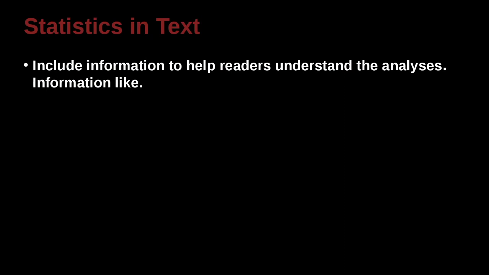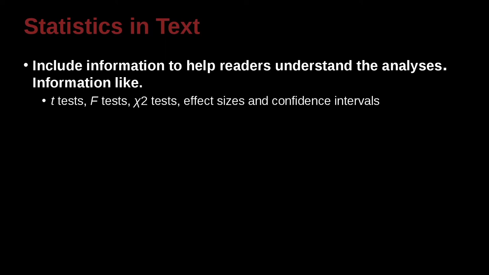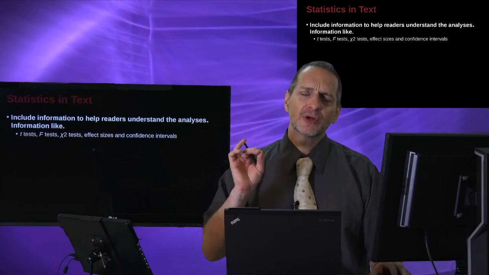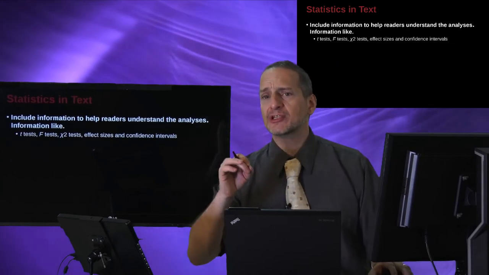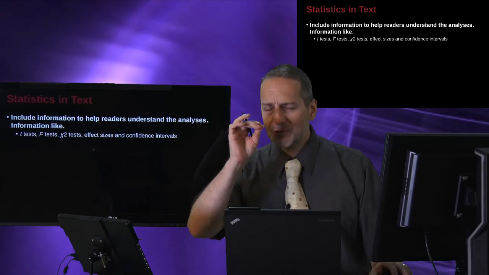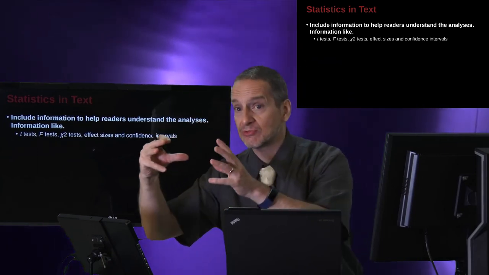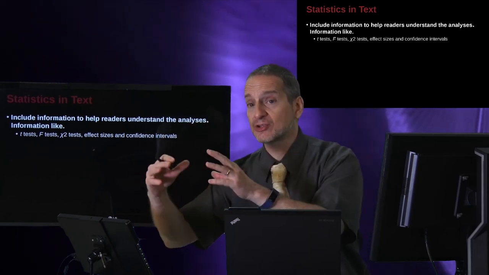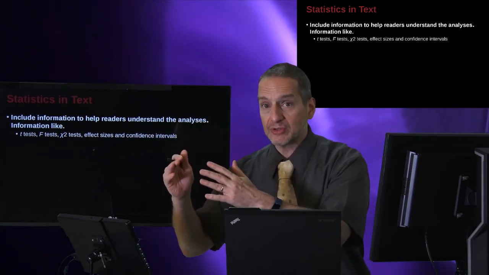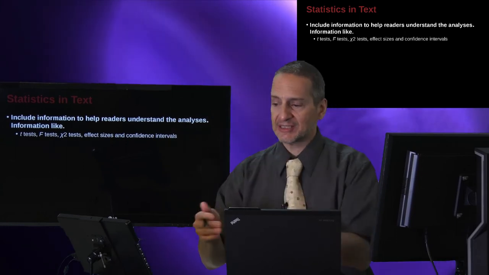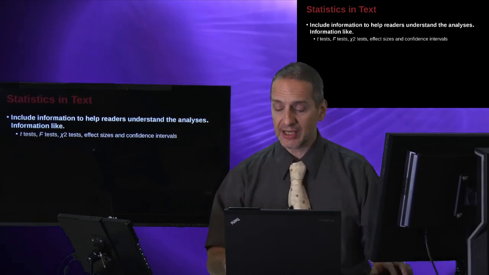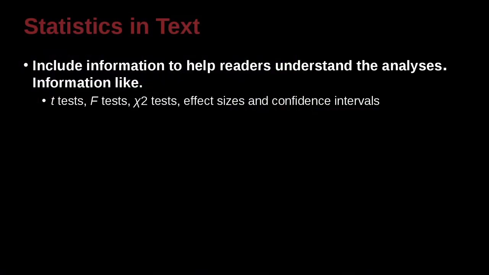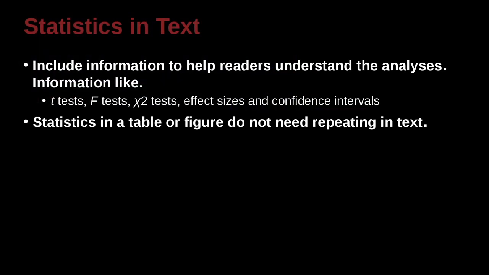Statistics inside your text. Include information to help readers understand the analysis, and that would include information like t-test, f-test, chi-squared test, effect sizes, and confidence intervals. The main point is, if I read your manuscript, your paper, your thesis, can I really understand how you took the data and came to this answer? How did you arrive at this number? That's why you would specify very clearly: did I use a t-test? Did I use an f-test? Did I use a regression? How did I come to this ending number? You don't need to explain all the details, just what you did.